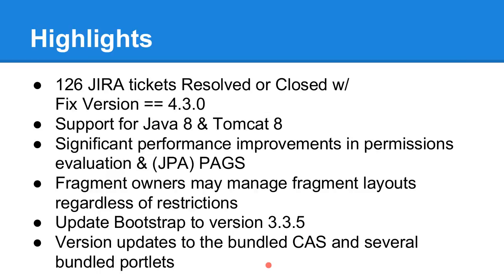I ran a report preparing for this call. And in fact, there are 126 Jira tickets in a resolved or closed state that have a fixed version tagged 4.3.0. Now, some of those, a minority, also have a fixed version 4.2.2 or some other 4.2 version tagged on them, but a modest majority of those tickets are changes and updates in the 4.3 uPortal line only, the 4.3 and up.